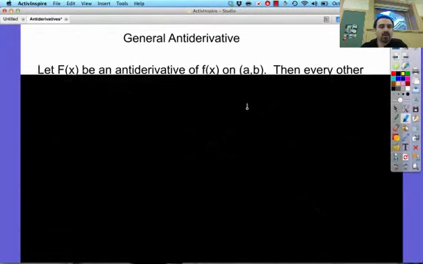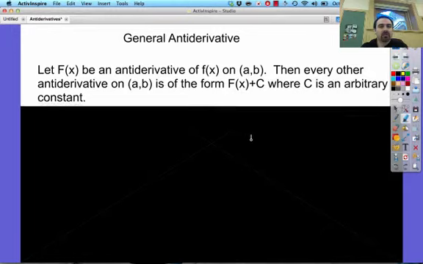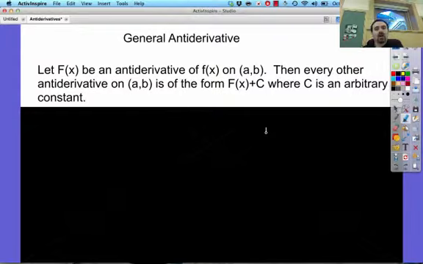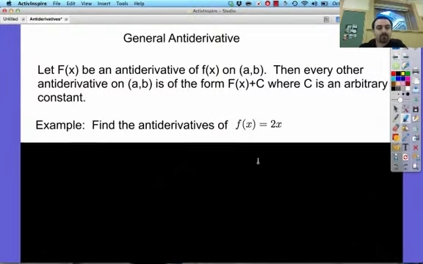Okay, so that brings up this notion of a general antiderivative. And here's how we do it. So if capital F of x is an antiderivative of little f of x, then every other antiderivative is of the form F of x plus C, where C is an arbitrary constant. And the capital C is a standard. People use the letter capital C all the time when we talk about general antiderivatives, and that's pretty accepted as notation.